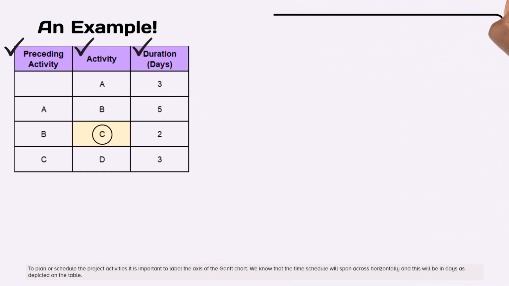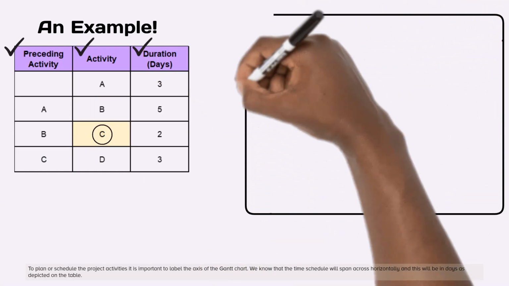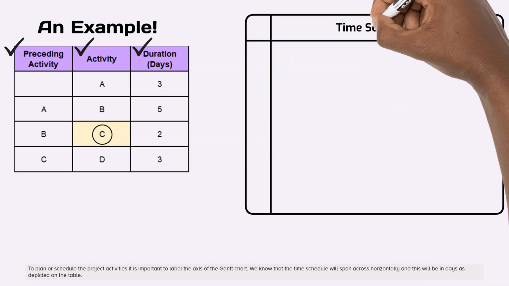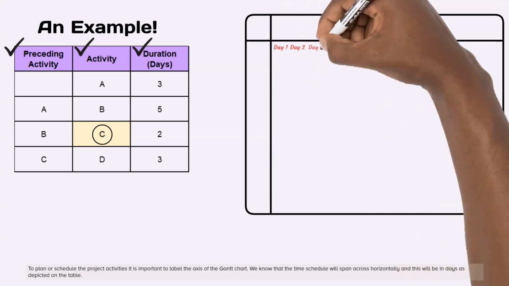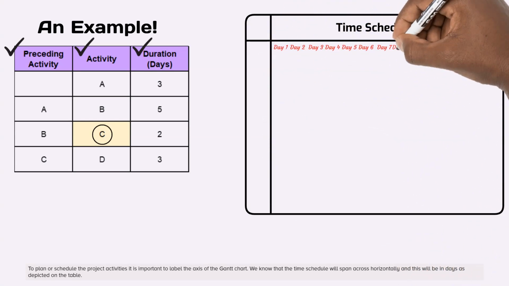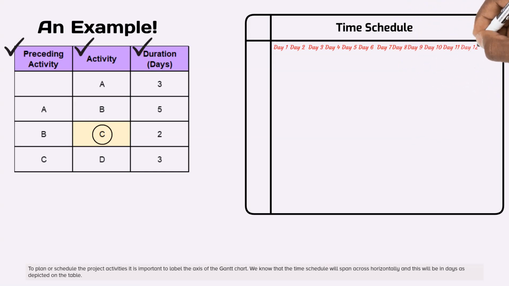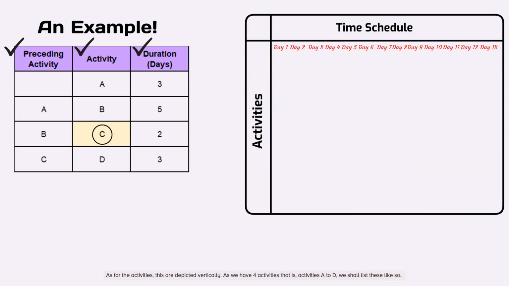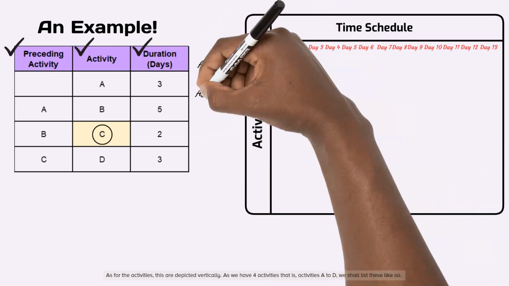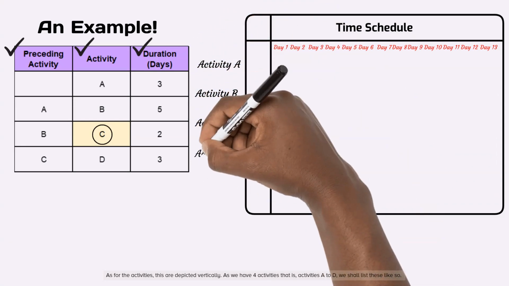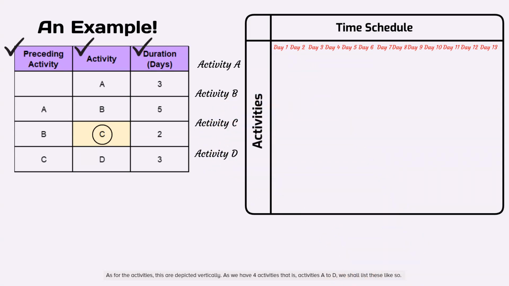To plan or schedule the project activities, it is important to label the axis of the Gantt chart. We know that the time schedule will span across horizontally, and this will be in days as depicted on the table. As for the activities, these are depicted vertically. As we have 4 activities, that is, activities A to D, we shall list these like so.